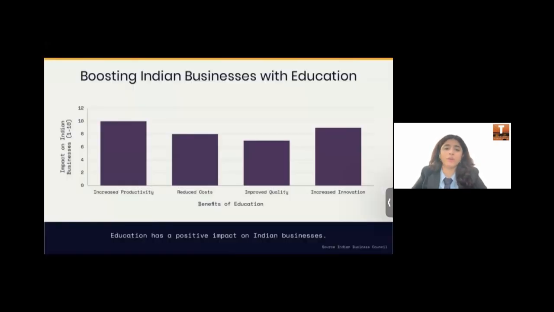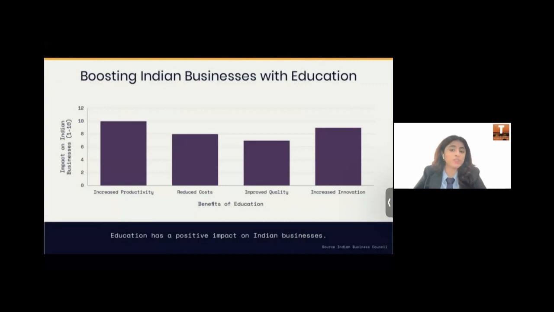So now we'll be talking about how to boost. Very important, because we have previously talked about the benefits of education. So how to use that knowledge to boost your own business in the global market. There are some ways in which education can contribute to the growth and development of Indian businesses. As we talked about previously, these can be skill development, entrepreneurship development, and industry relevant knowledge.